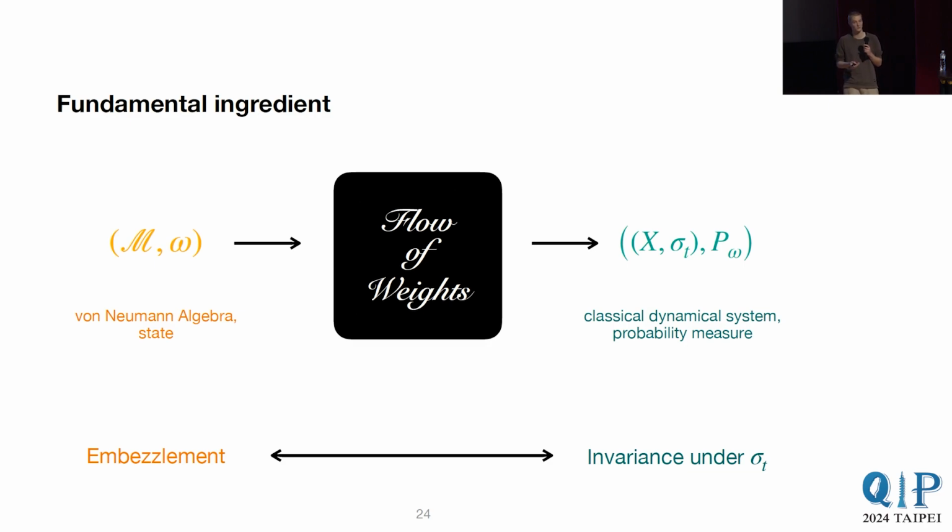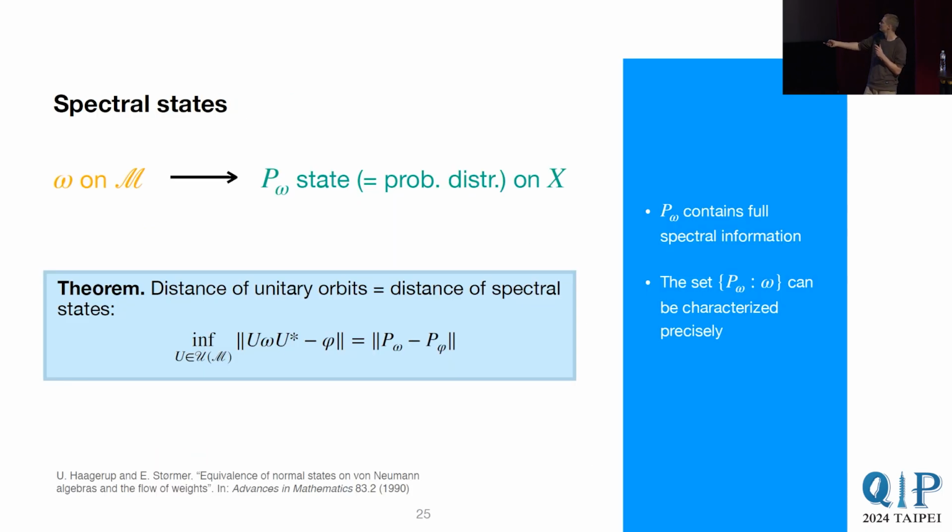How do I do that? Well, I look at its flow of weights. This is a classical dynamical system. And I have to study this classical dynamical system. Does it admit an invariant probability distribution? Sometimes it does, sometimes it doesn't. But that allows us to answer the question. And actually, we will even get a quantitative way of this correspondence.